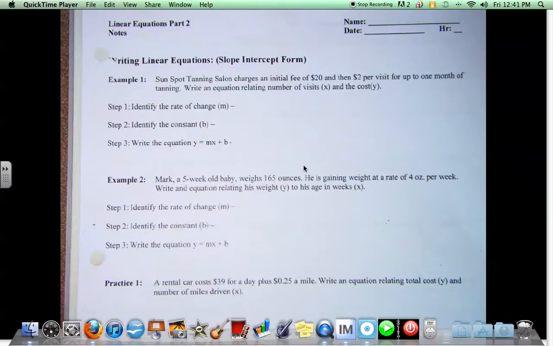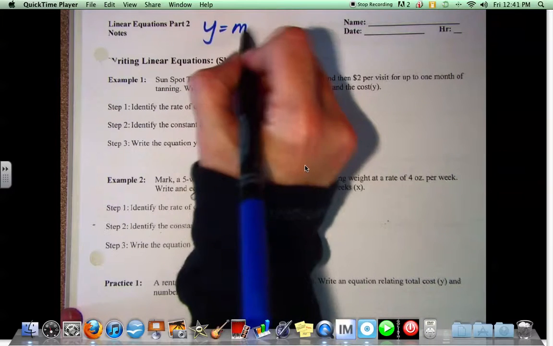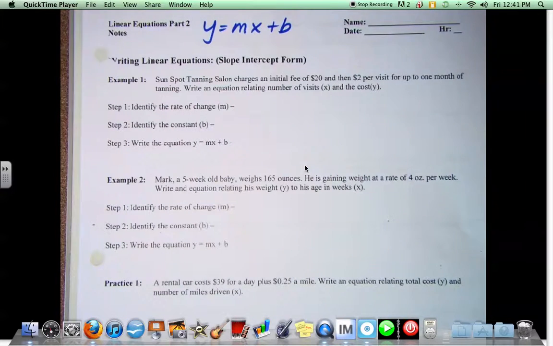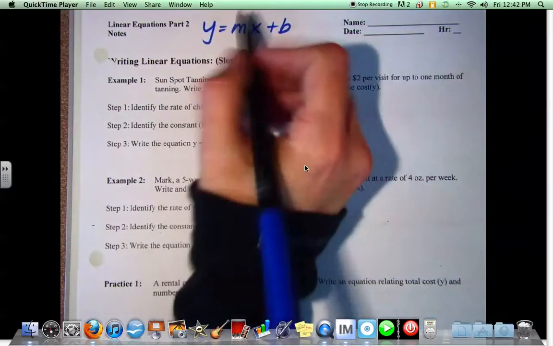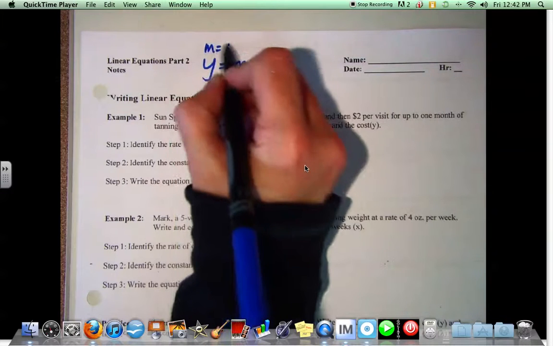What does slope-intercept form look like? Y equals mx plus b. So what are the two things that we need in order to express things in slope-intercept form? The y-intercept and the slope. Good job, Austin. The m is the slope.